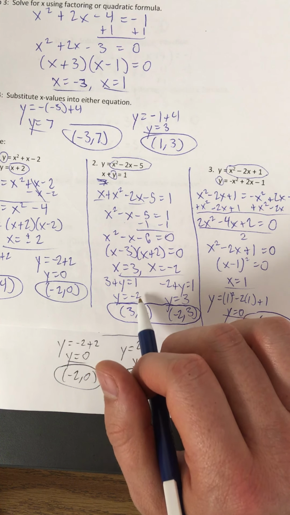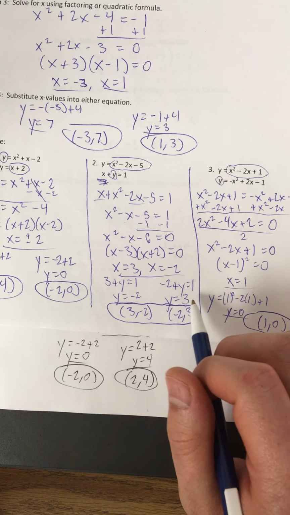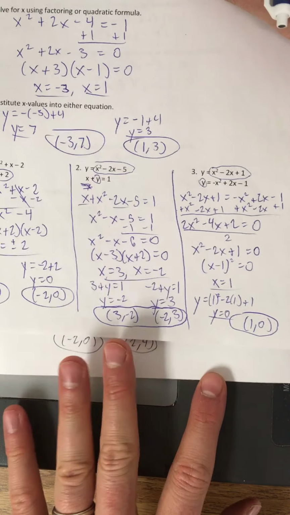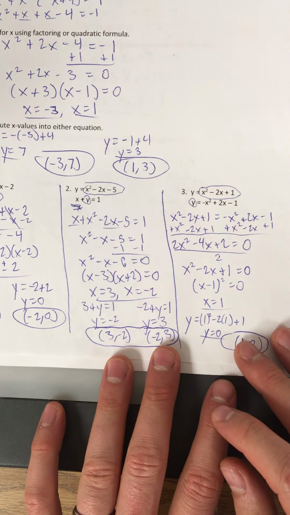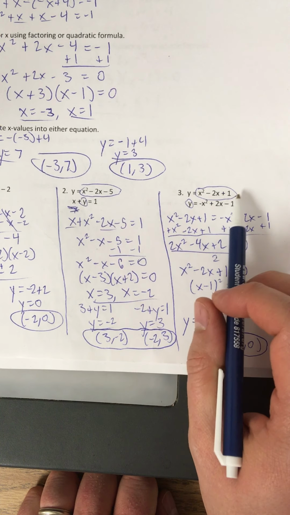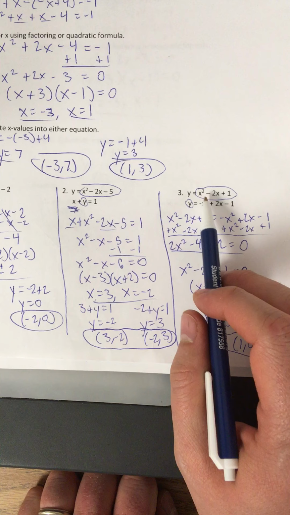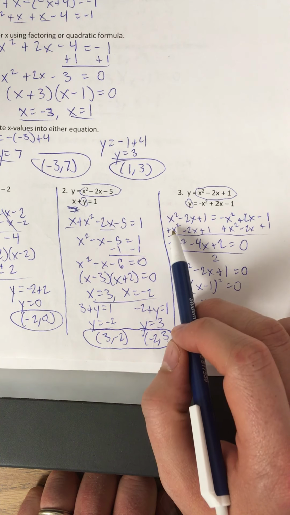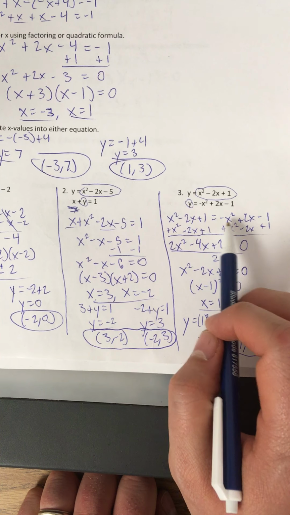When you plug in 3, you get negative 2. When you plug in negative 2, you get 3. And so the answers are 3, negative 2, and negative 2, 3. And then for number 3, again, you already have y by itself. This one looks more complicated, but you're just plugging in this whole x squared minus 2x plus 1 in place of this y. Basically, you're setting the equations equal to each other.